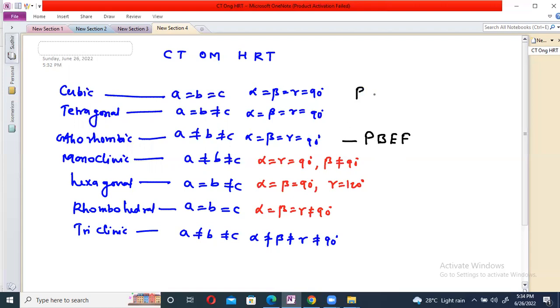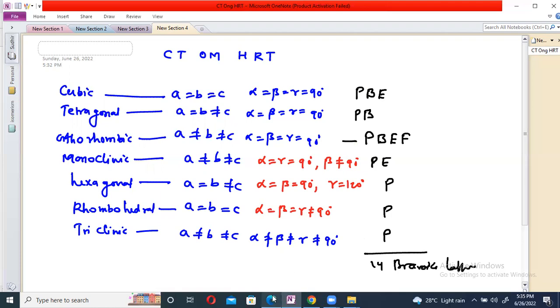But here we are having primitive, body centered, and end centered. Here only P and B is there. Here only P and E is there. And last, all the three are having P. You can count, in total we are having 14 Bravais lattices.